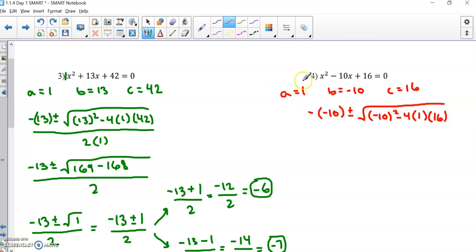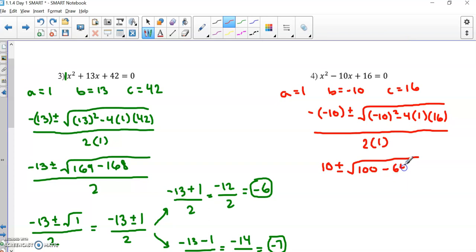You'll notice that every time we've done this, our a value has been 1. That won't always be the case. It's pretty nice and convenient when it is, but sometimes it might be different. Okay, so we can start simplifying. That's going to turn into a positive 10 because a negative times a negative is a positive. In our square root, -10 squared is going to give us 100. Okay, and then 16 times 4 is going to give us 64. And because it's a negative there, -4 times 16, we have to keep the negative. Okay, and then all over 2.